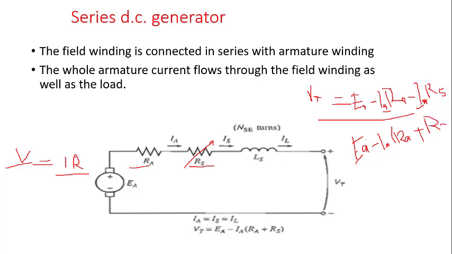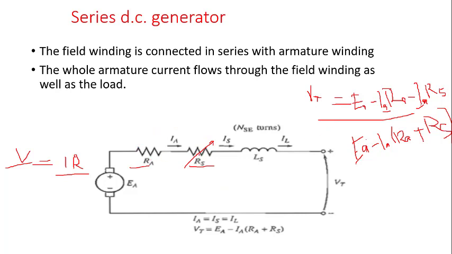plus R_S. Okay, because now we have one resistor here, and you know that the same current is flowing through them. So if you add these two resistors, then multiply by the current flowing through them, you get a total drop. Okay, that is how it's done.